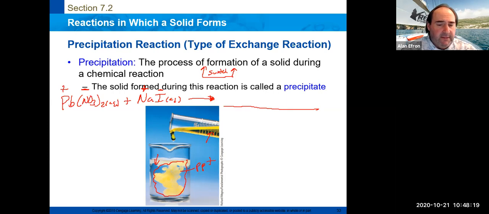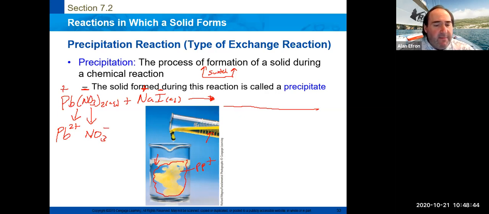So the best thing to do when you're getting to that part of figuring out what's on the product side is to just break this up into its basic units. So this is lead II nitrate. That means we have a lead with a +2 charge. And even though there are 2 nitrates, for trying to figure out what goes on the other side, we just want to think about the basic 2 parts of it.